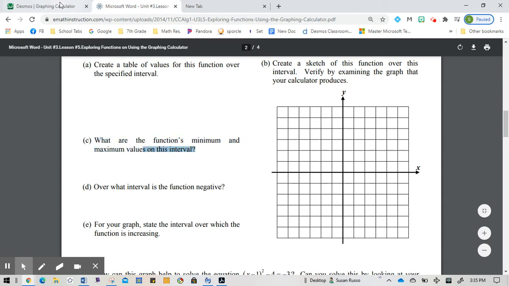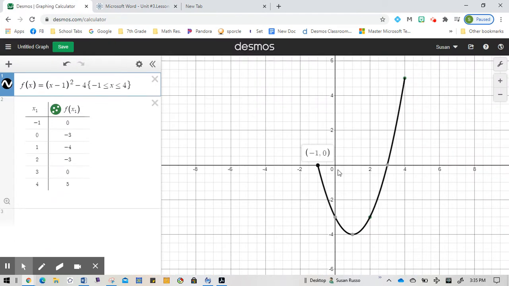So if we didn't restrict it, it would have no maximum value. It would keep going on forever and ever. But over this interval, we can see its minimum value is here. When x is 1, the minimum value is -4. And the maximum value is up here, which would be 5. When x is 4, the y value is 5. Okay, so minimum, maximum, we can tell just by touching on the screen.